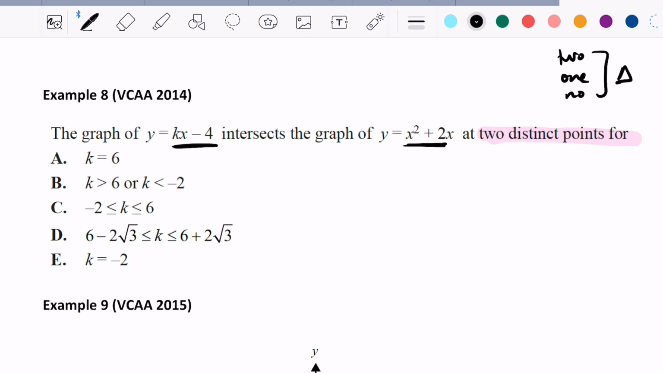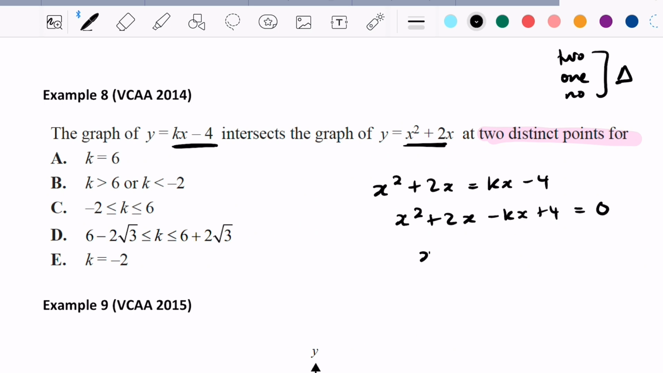And how do we know about how many solutions with quadratics? We think of the discriminant again. So we're going to make these 2 functions equal to each other. I'm going to take everything over to one side, and I'm going to make it into the form of ax squared plus bx plus c. So what that means is I'm going to factorize the x out, and I'll just write the coefficient here. That'll be 2 minus k, plus 4 equals 0. Now, in order for us to have 2 solutions, that means the discriminant must be greater than 0.